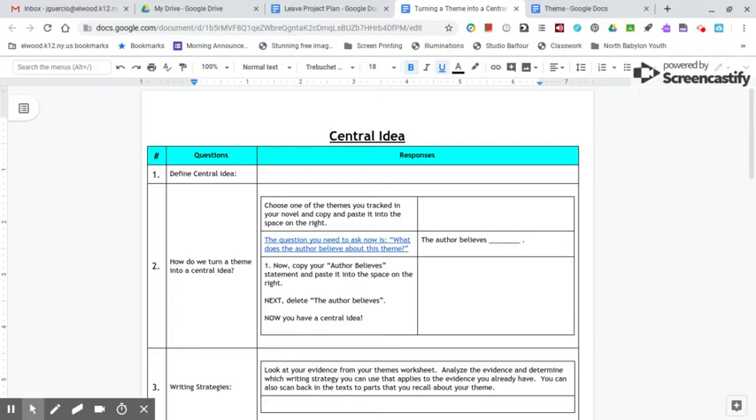So starting off, let's define a central idea. You should know from your prior knowledge that a central idea is a lesson in the story. Okay, the lesson the author wants you to learn.